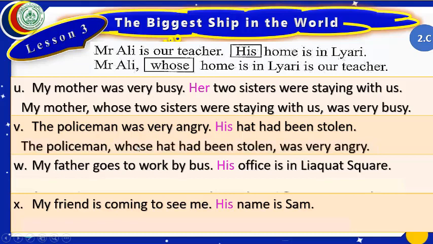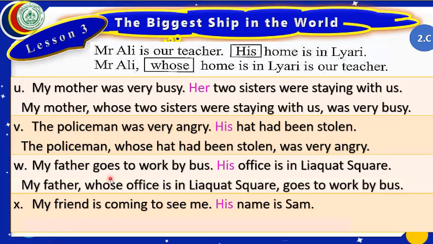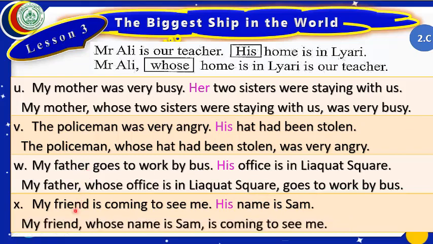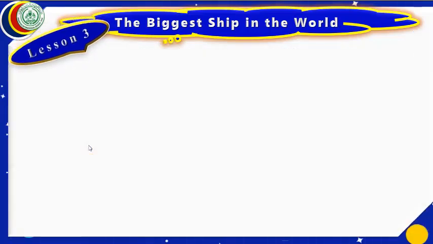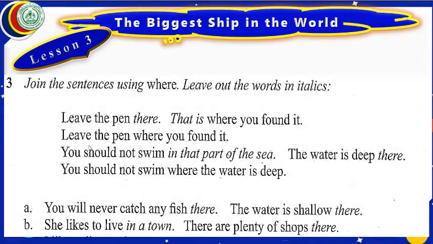The answer of V part will be: The policeman, whose hat had been stolen, was very angry. Next answer will be: My father, whose office is in Liaquat Square, goes to work by bus. My friend, whose name is Sam, is coming to see me. Yes, students, I think you have got some idea of this exercise. And now we shall move to exercise 3.